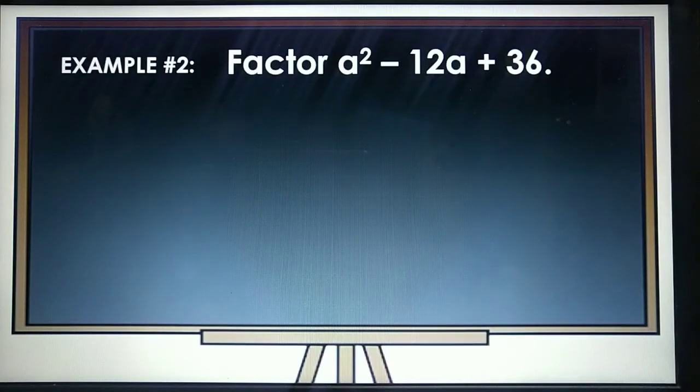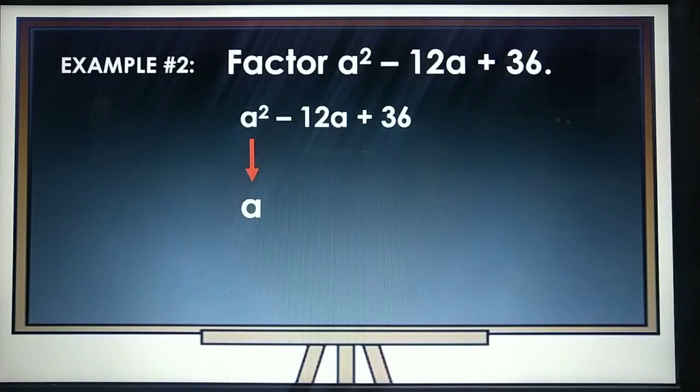Another example. Factor a squared minus 12a plus 36. Again, we need to know if this trinomial is a perfect square trinomial. First, we need to take the square root of the first term. The square root of a squared is a. Next, we will take the square root of the last term. The square root of 36 is 6.